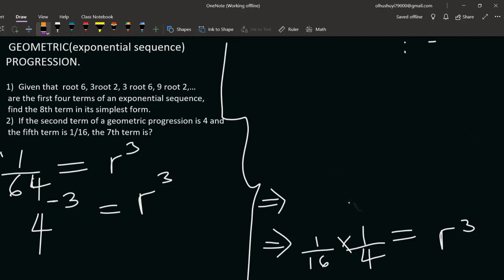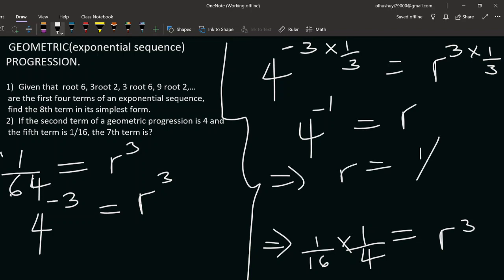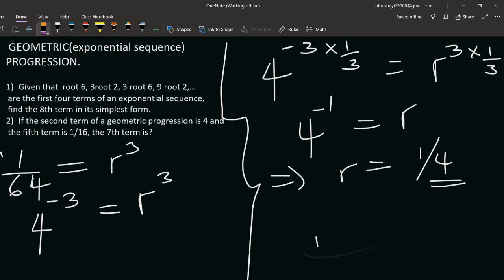So what do we have? We're going to be having 4 raised to the power minus 3 times 1 over 3, R raised to the power 3 times 1 over 3. So this becomes 4 raised to the power minus 1 is equal to R. That implies that R is equal to 1 over 4. Now that I have gotten R to be 1 over 4, we can get our A.